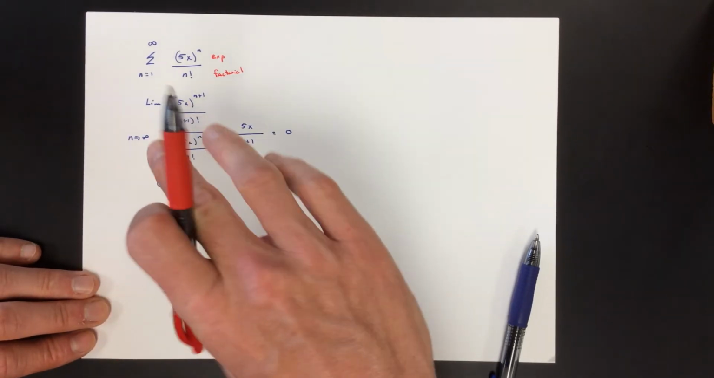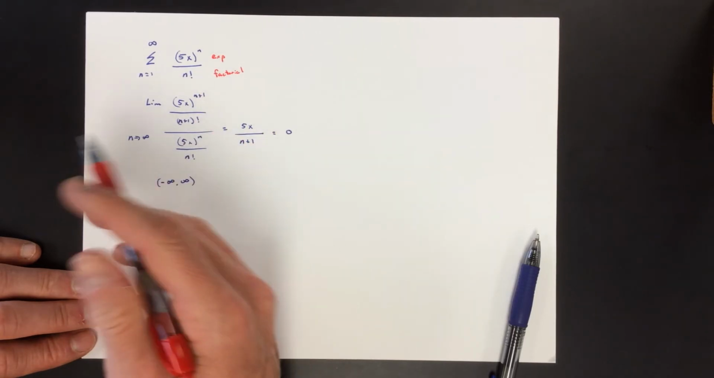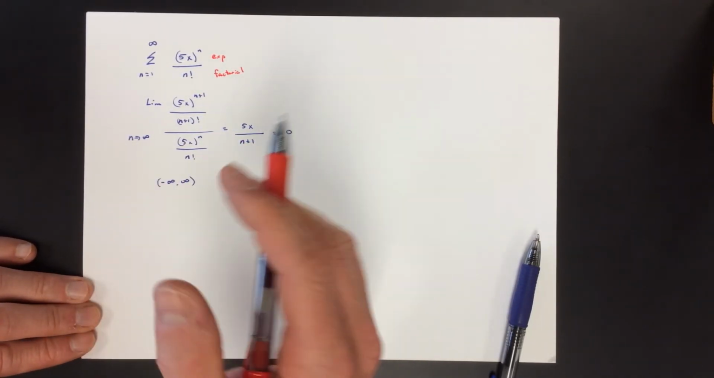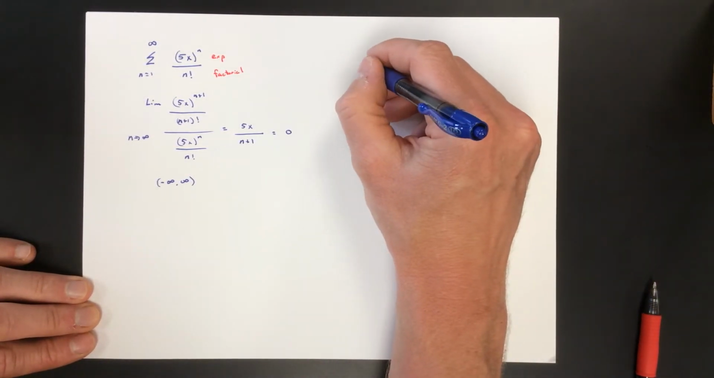And again, hopefully you can see that I can flip that. If the factorial was in the numerator, then it would be infinitely big no matter what, and then there'd be no interval of convergence. No x value might work. Okay, let's do one more.